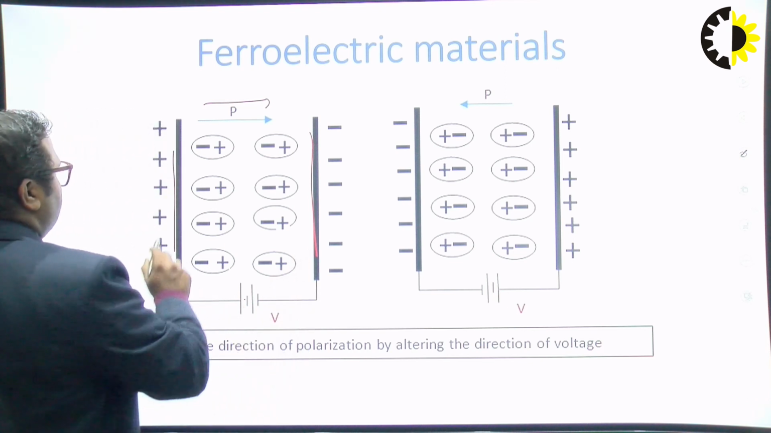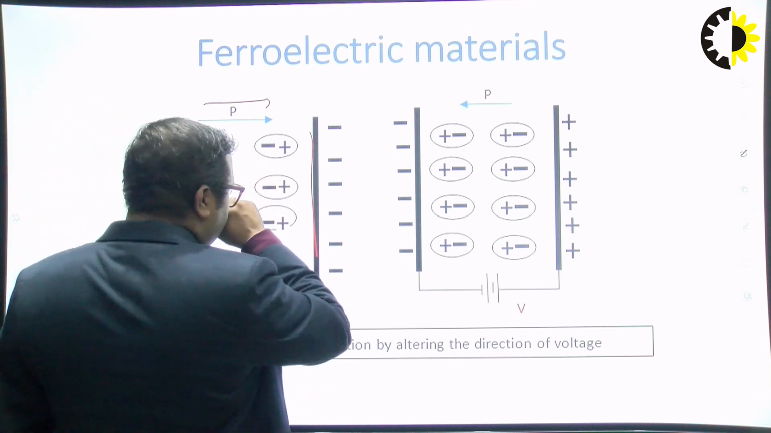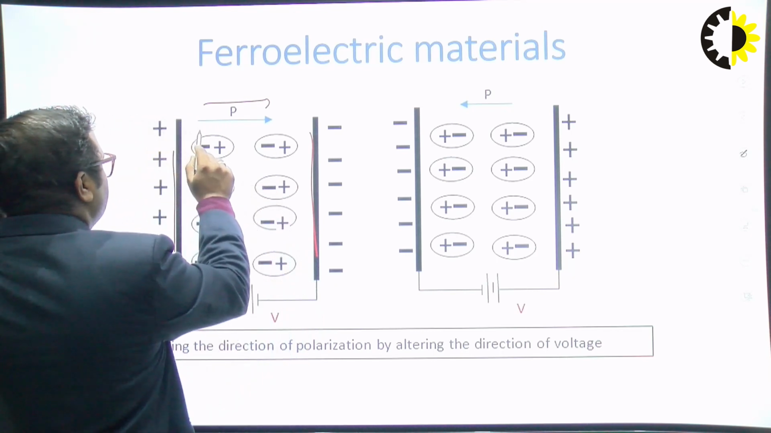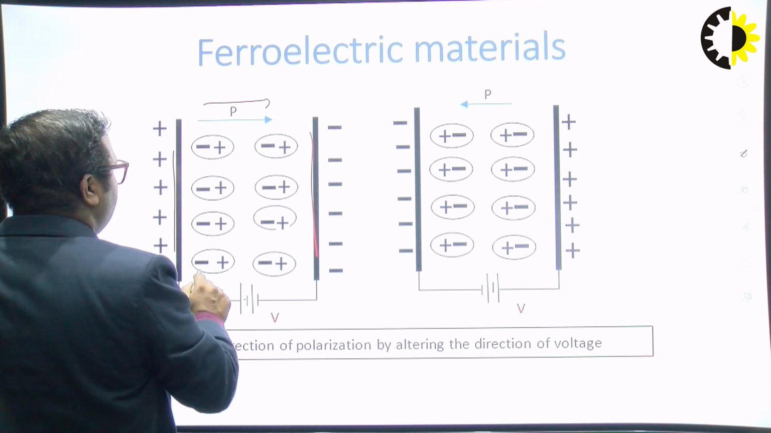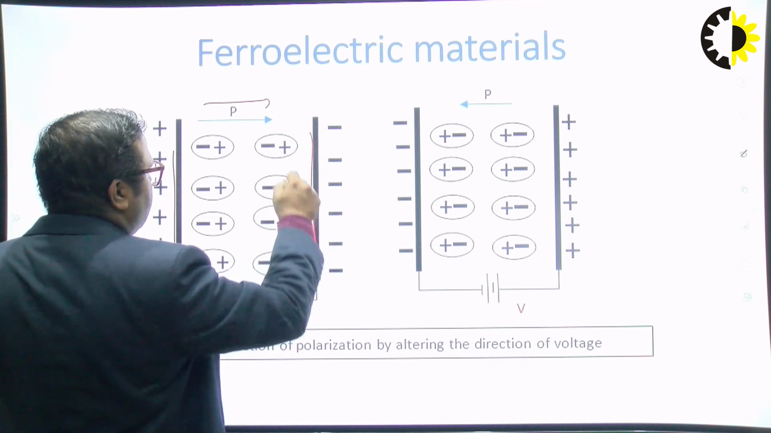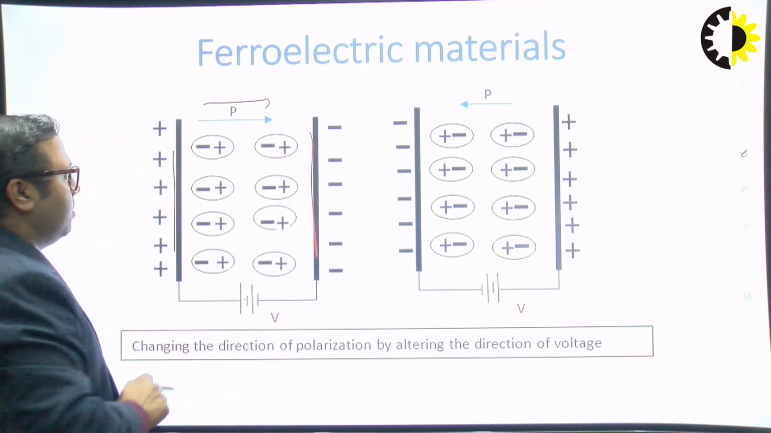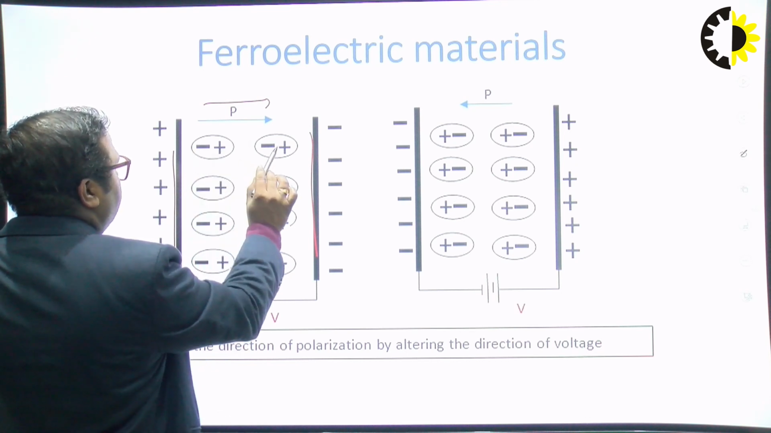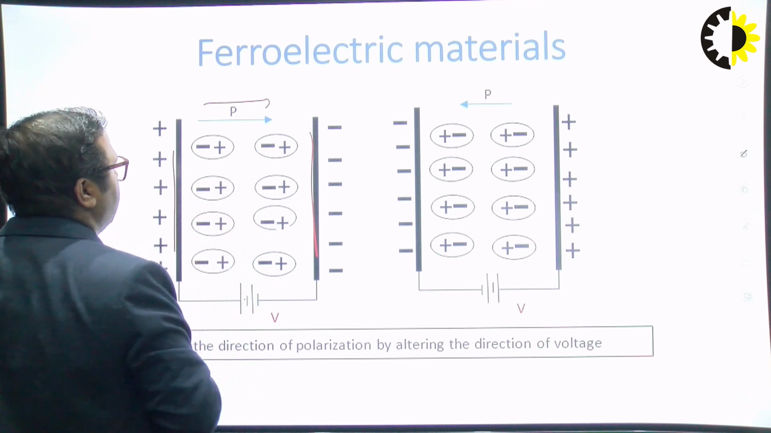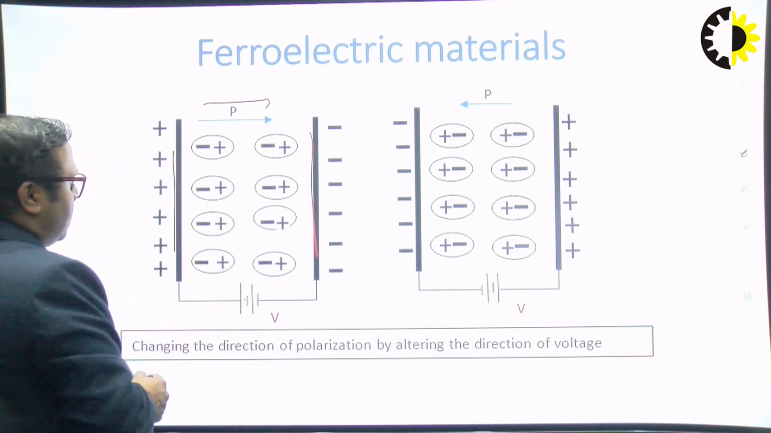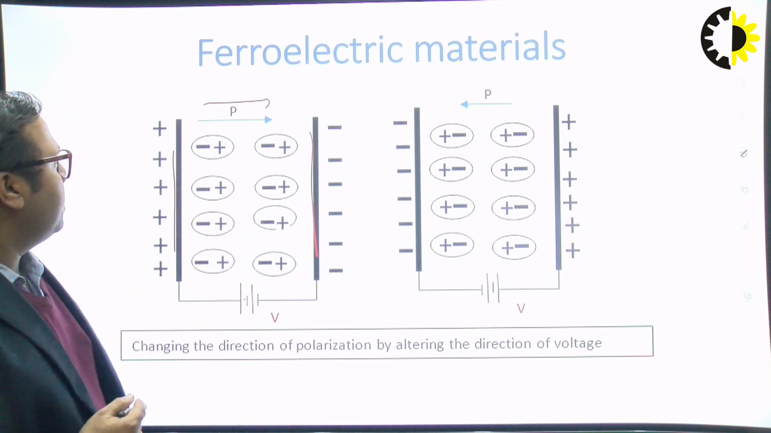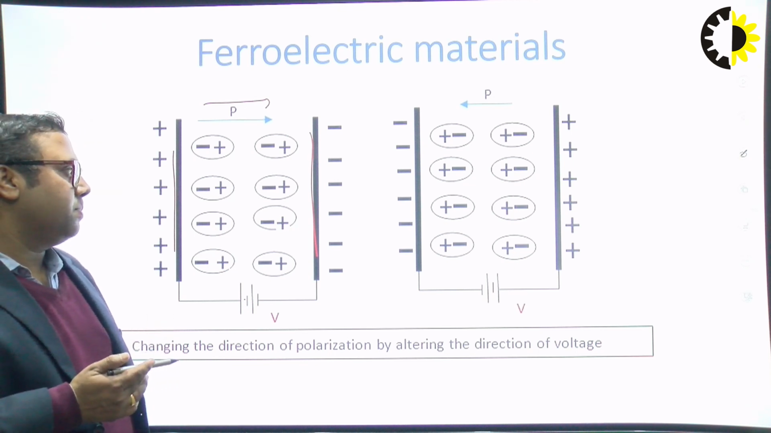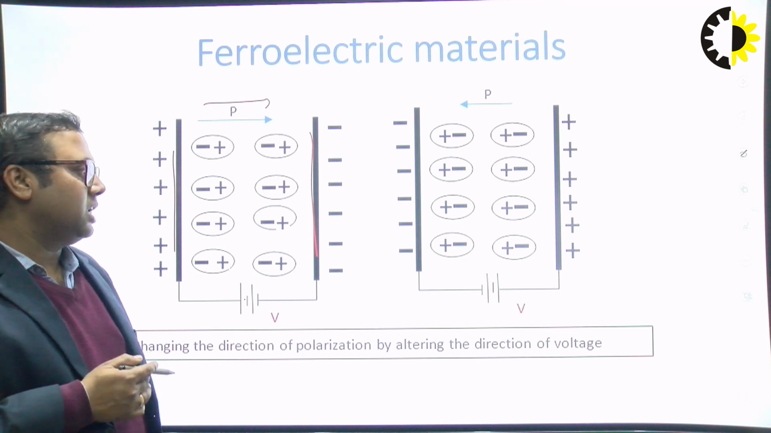So the dipoles which are present inside the material, you can see, nearby the positive plate the negative charges will come, and nearby the negative plate the positive charges will come. Since here negative is there, the other side will be positive, and where positive is there, the other side will be negative. In this manner, the ferroelectric materials obtain their shape based upon the application of the external field.